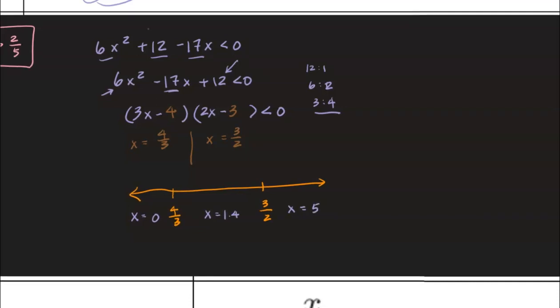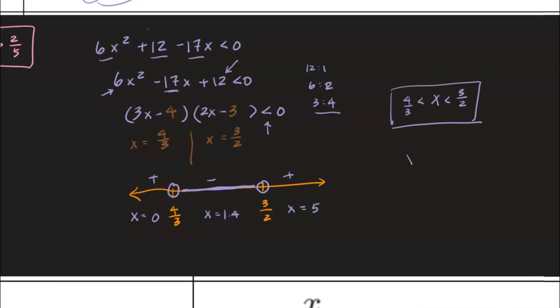And when I try those, I know it's going to become a plus, minus, and a plus. And these critical points, since this is not equal to, are going to be open circles. So I have to look for things that are less than 0, so it's all of this stuff in the middle. So my answer is x is between 3/2 and 4/3.